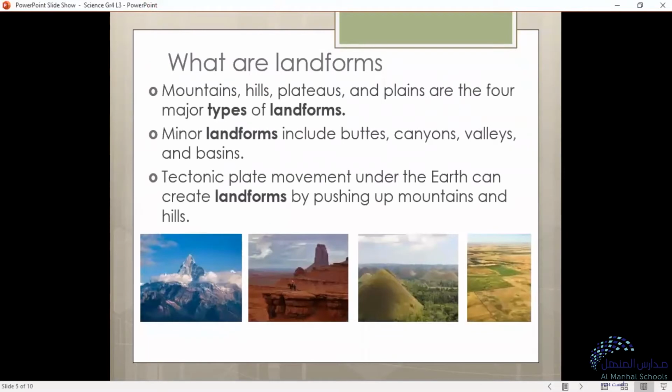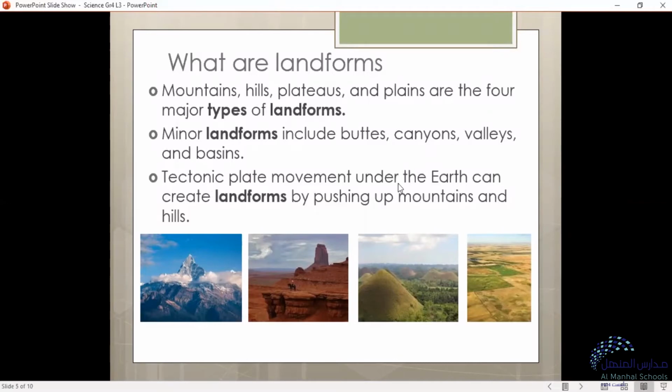What are landforms? Mountains, hills, plateaus, and plains are the 4 major types of landforms. You also get minor landforms that include buttes, canyons, valleys, and basins.